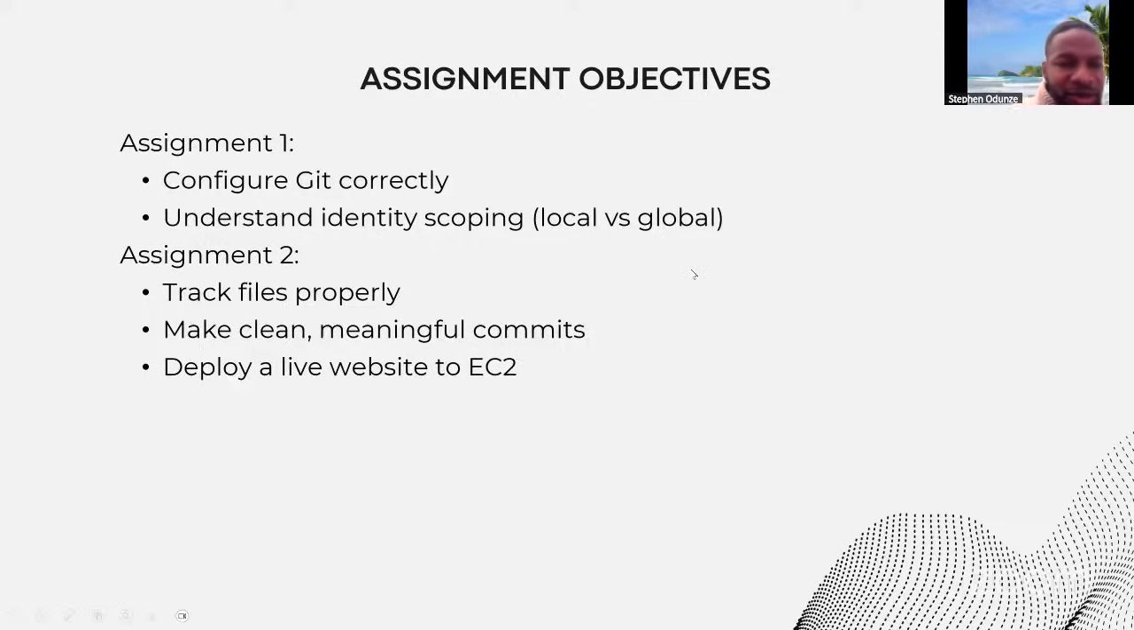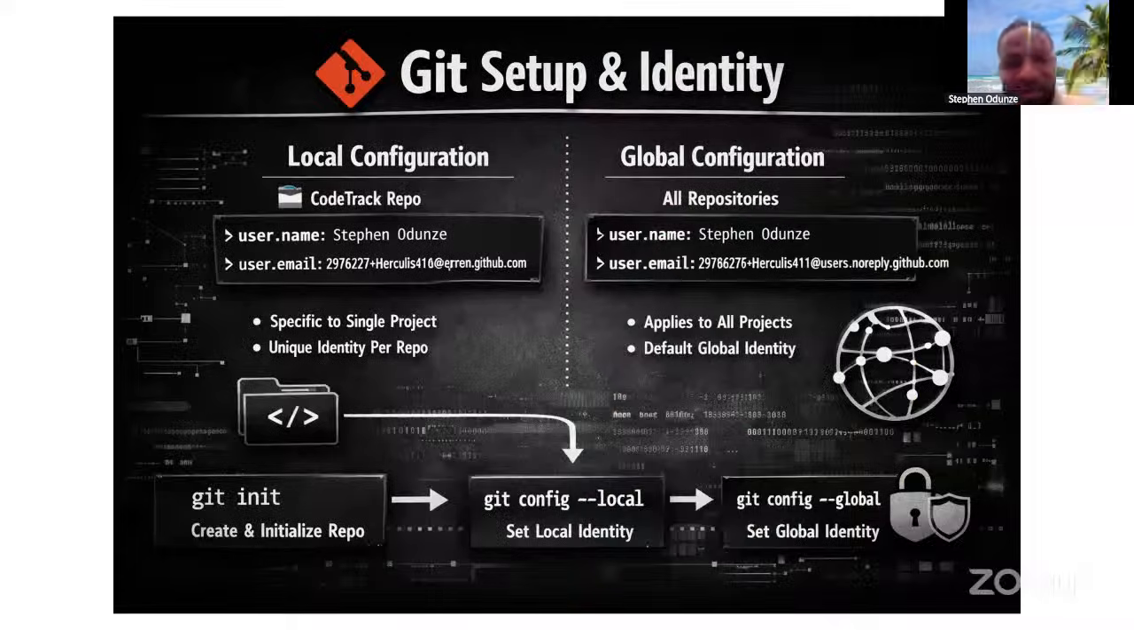So the first assignment would see us configure GitHub correctly, and also we'll be able to understand identity scoping in terms of our local and global settings. After which we'll go into the demo session, and we'll be back to assignment 2, where we'll follow up on the tracking and making sure we have clean and meaningful commits, and also to deploy this live on our EC2 instance. Now, let me just give us a summary.